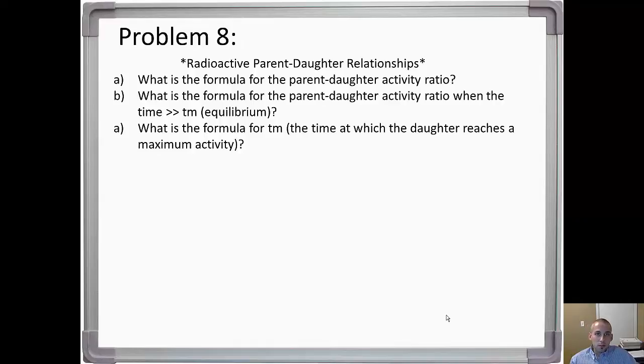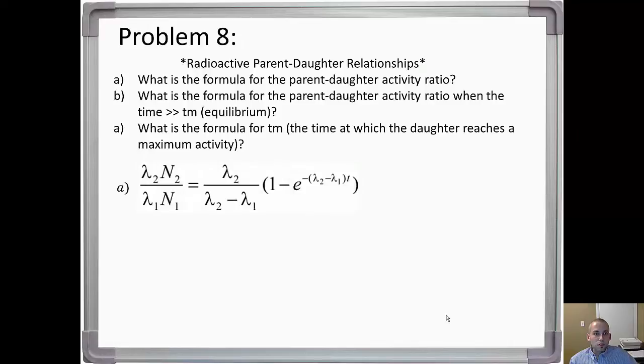Okay, so problem 8, and we're going to talk about parent-daughter radioactive relationships. What is the formula for the parent-daughter activity ratio? This is the formula. This is another formula you're going to want to memorize. And write it down on your formula sheet. Now, depending on what sources you're using, different textbooks are actually going to write this in different ways, and it can actually make things a little bit more confusing. I would recommend you just use this formula and make it simple.